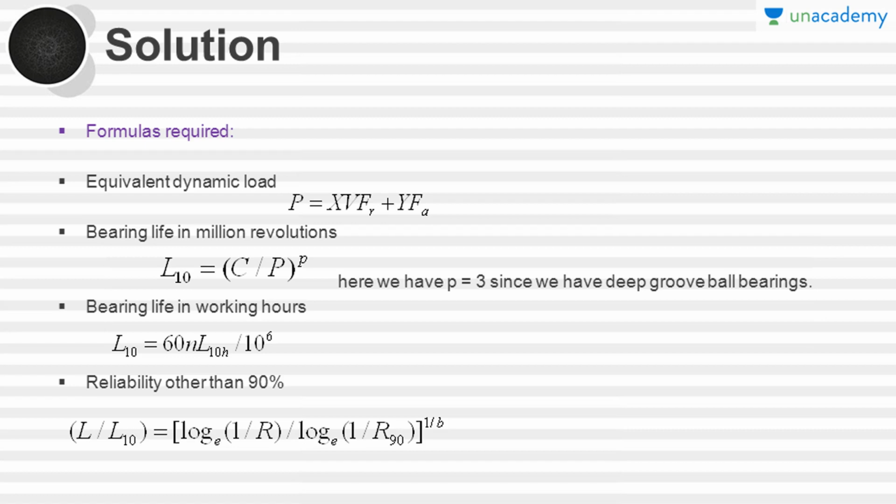Okay, and for reliability other than 90%, we have found the relation between life, which corresponds to the reliability more than 90%, and the rating life given by L by L10 equals log e 1 by R by log e 1 by R90, to the power of 1 by b. Okay, so with all these formulas we are going to solve this problem.